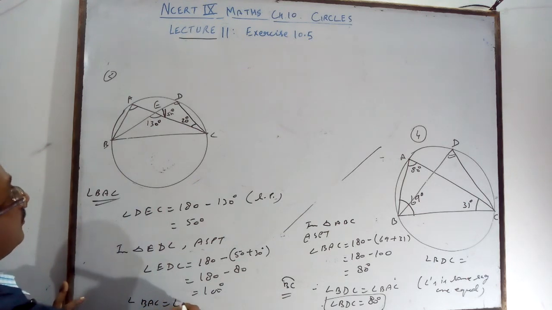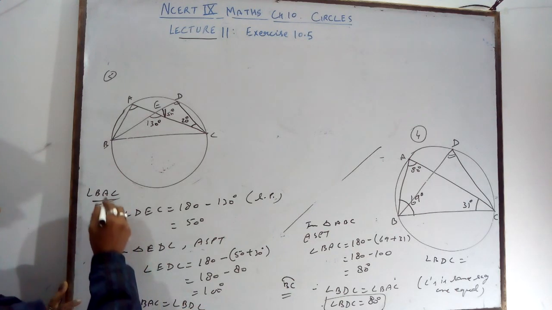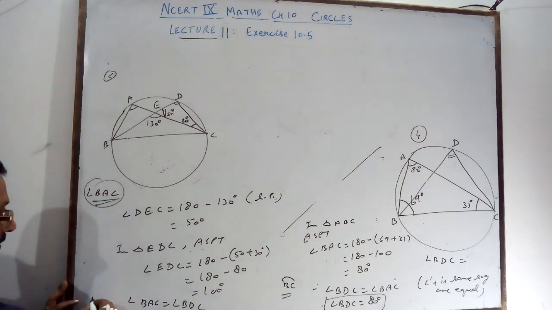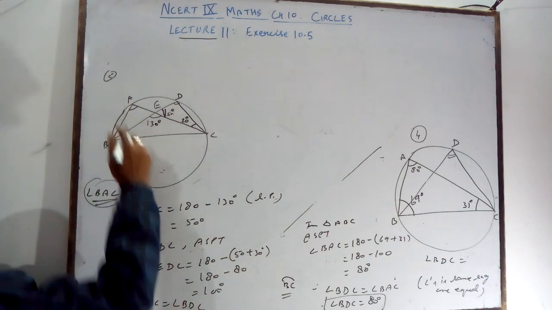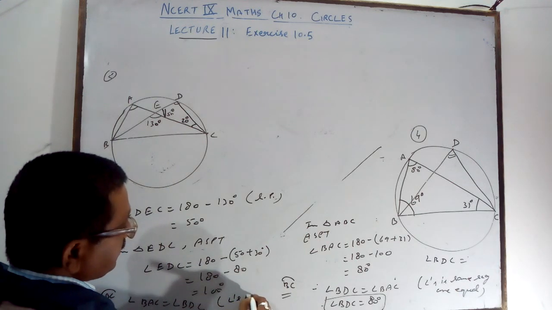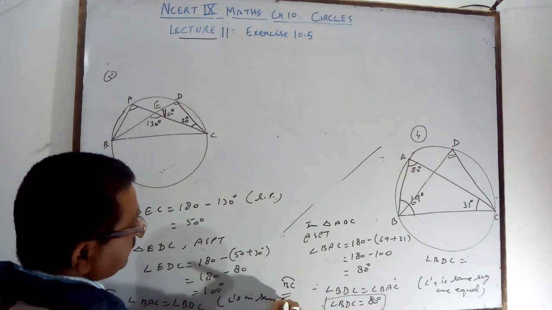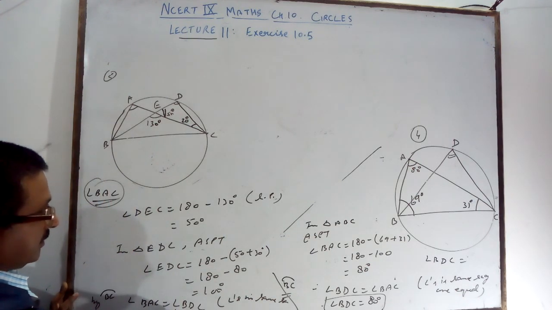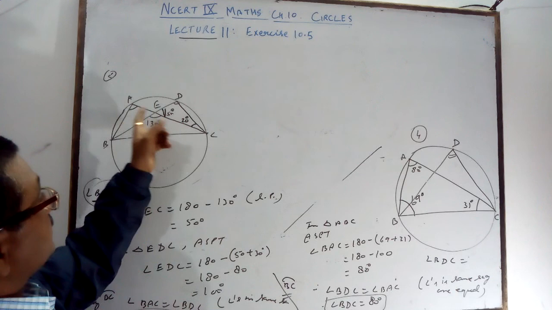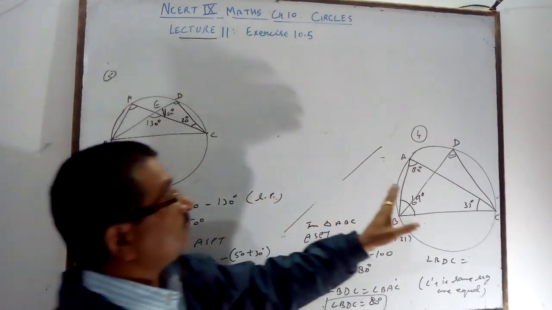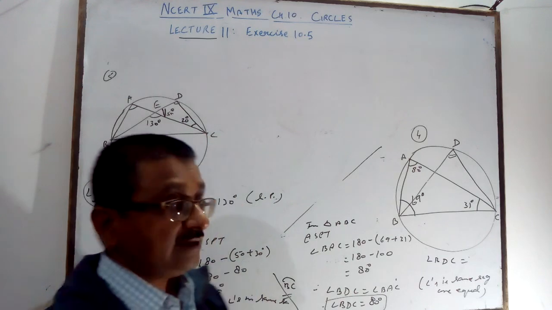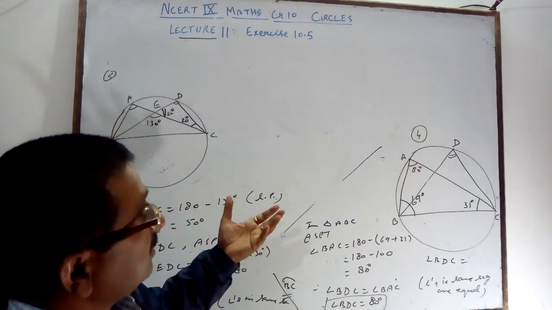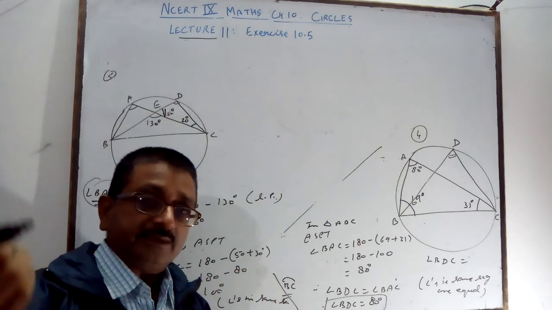Then angle BAC is equal to angle BDC. You want BAC? BAC is equal to BDC by arc BC. These are angles in the same segment, so this is also equal to 100 degrees. Angle BAC you are getting is 100 degrees. Like this you can apply anything, you will get the solution. The rest of the questions I will tell you in the next lecture. Thanks.